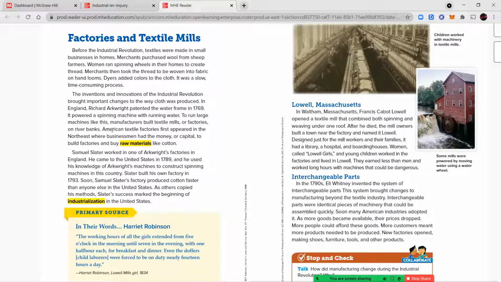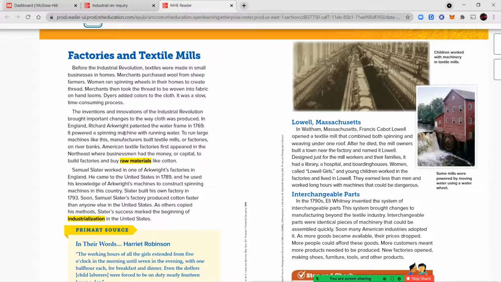American textile factories first appeared in the Northeast, where businessmen had the money or capital to build factories and buy raw materials like cotton. So let's stop and take a look at what we read in these first two paragraphs.